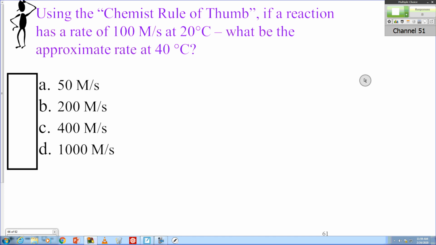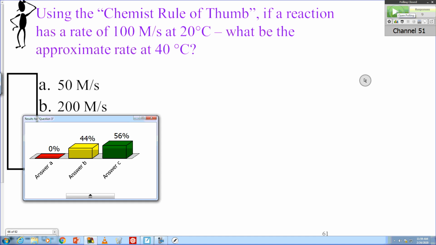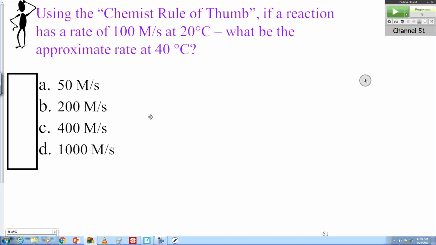All right, one more. Okay, everybody's voted. All right, so we did have two answers, B and C. B says 200 molar per second, C says 400 molar per second. Okay, how would we approach this?